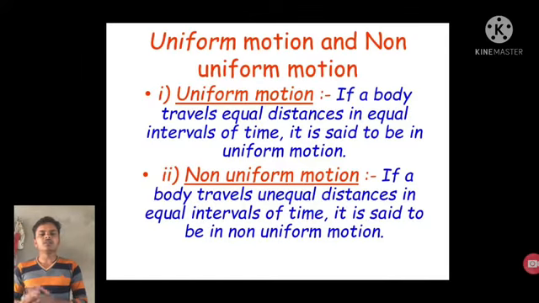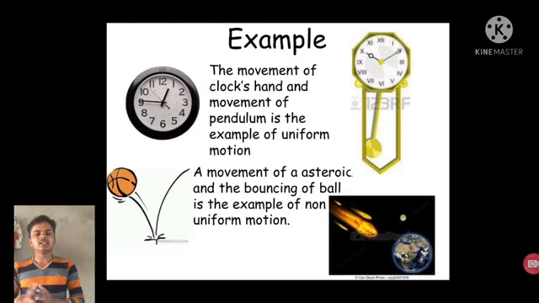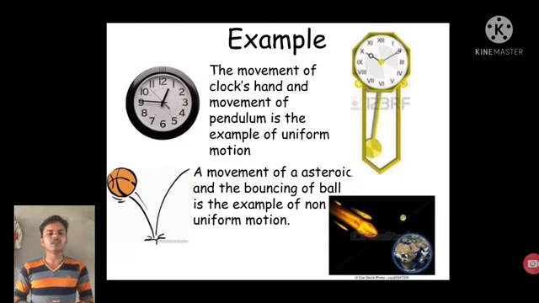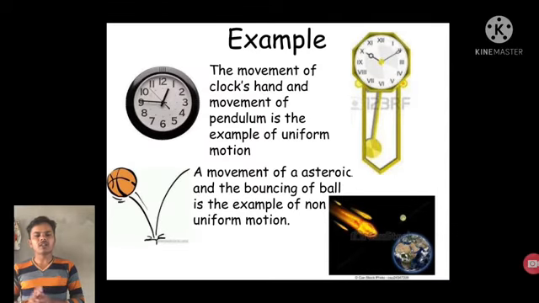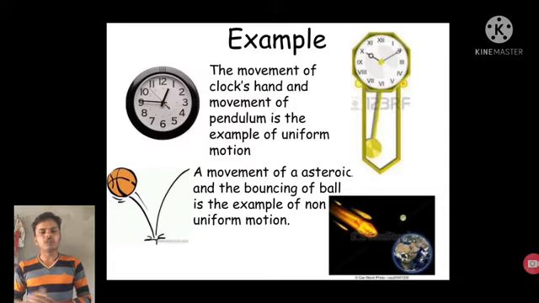Here you can see examples of uniform motion and non-uniform motion. Examples of uniform motion are the movement of the clock hand and the movement of a pendulum. The movement of a ball is an example of non-uniform motion.